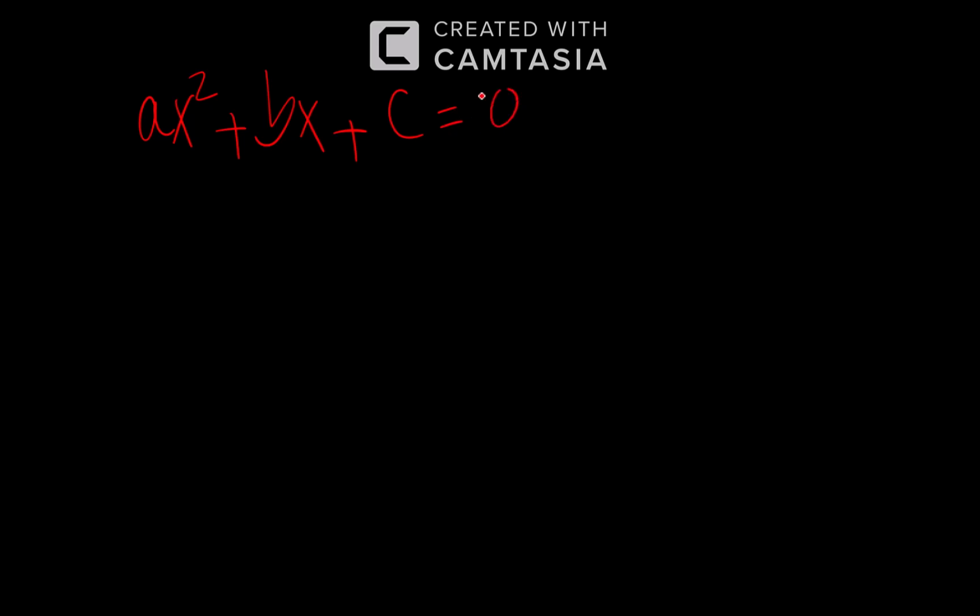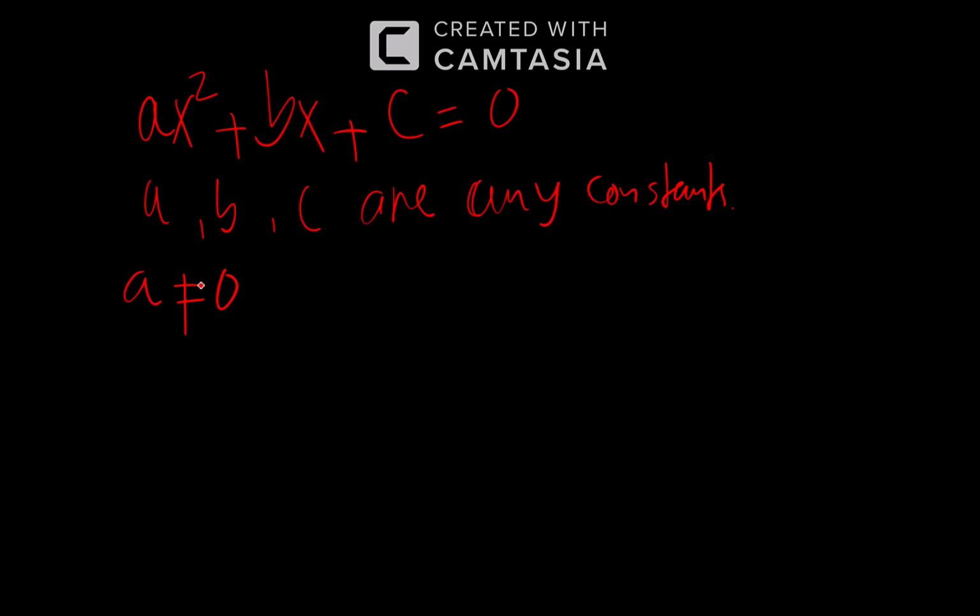So this is the general form of the quadratic equation, and a, b, and c are constants, any constant. Okay, a is a special case. a can never be equal to 0.